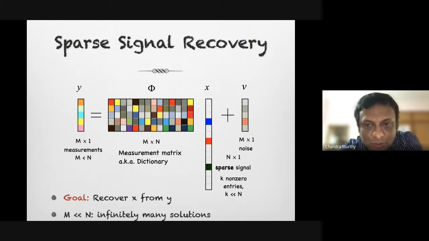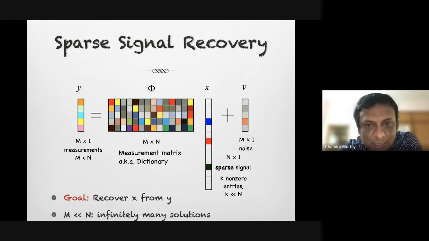And so the noise will just remain as the residual. If you have an estimate x hat, you do y minus phi times x hat. That is your estimate of the residual or the noise, and you usually don't care about that. You only want to recover x.